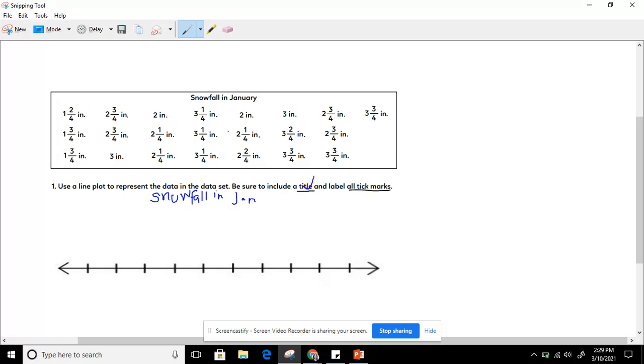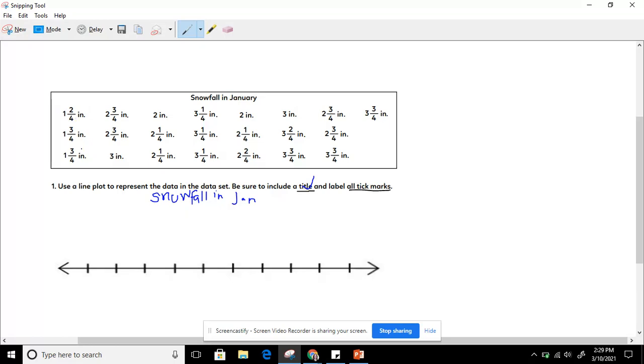Now we need to label our tick marks. When you're labeling your tick marks, you're going to look at the data set and label the tick marks from least to greatest using the data set. Looking at our data, we're going to look at what number is our smallest number. It looks like we're dealing with mixed numbers here. So I'm going to start by looking at the whole numbers. Right away, I see some 1s, then 2, 3, more 2s, more 3s, more 2s, more 3s, 2s and 3s.